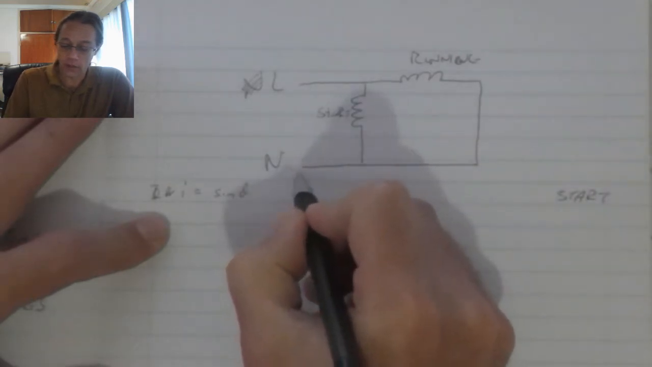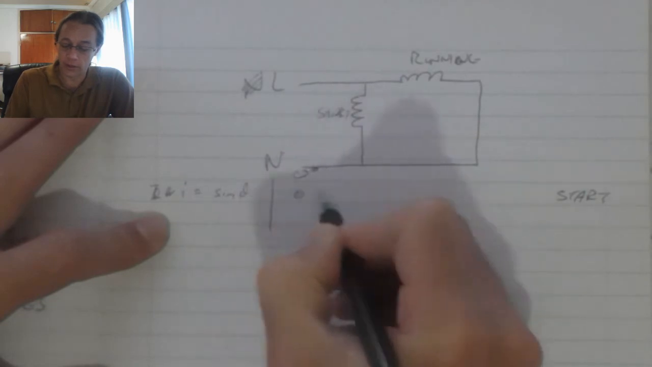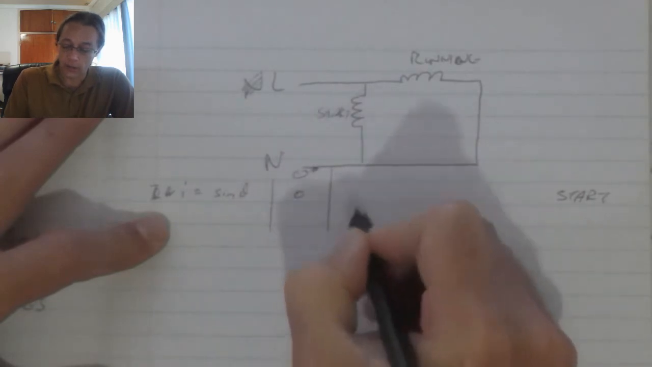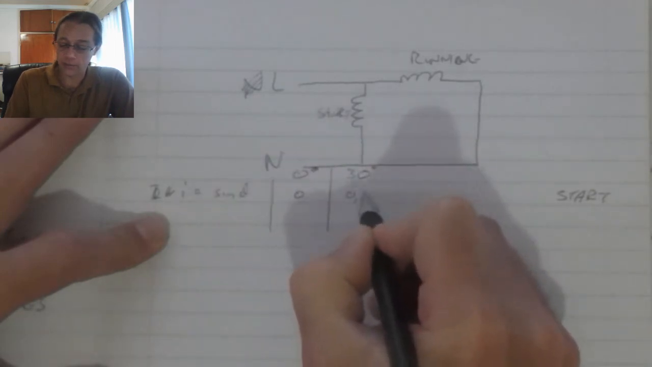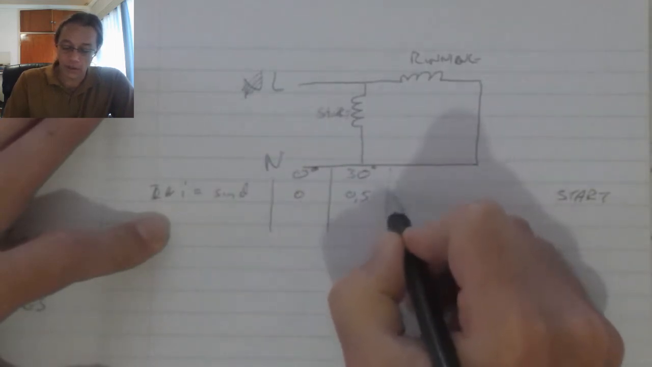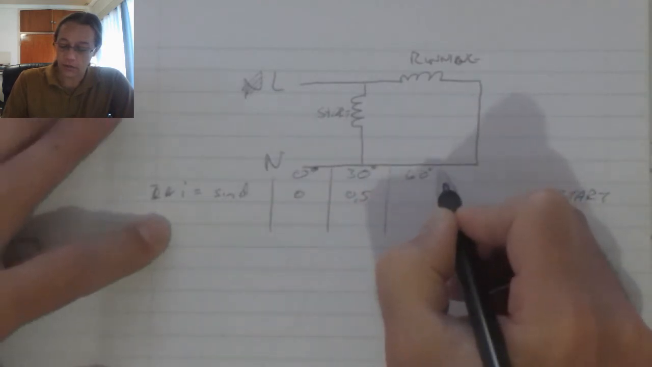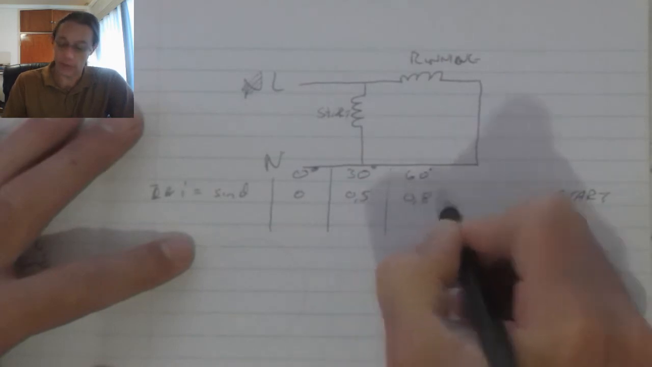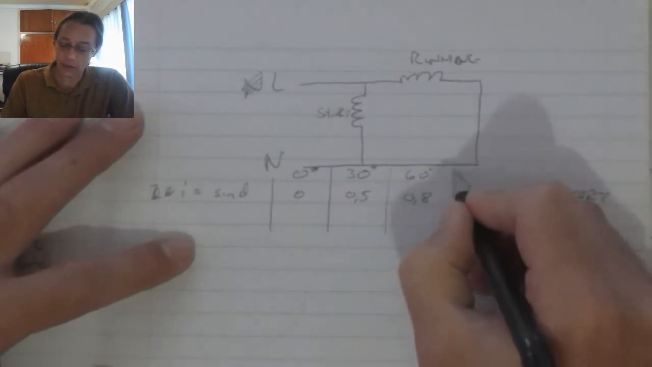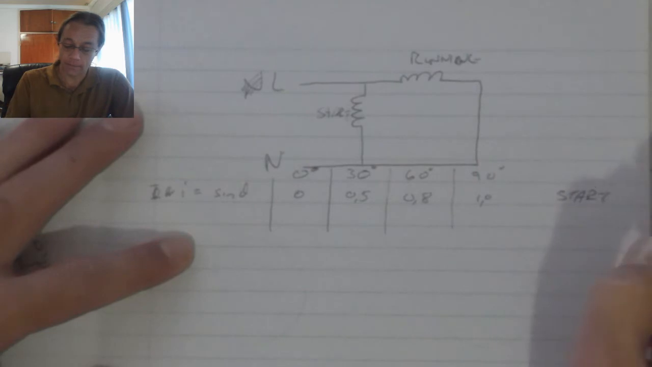Alright, so at 0 degrees we know sine theta is 0. If we look at 30 degrees, sine theta will be 0.5. If we look at sine 60 degrees, we know that it's going to be approximately 0.8. I'm rounding down. And then at 90 degrees, we've got 1.